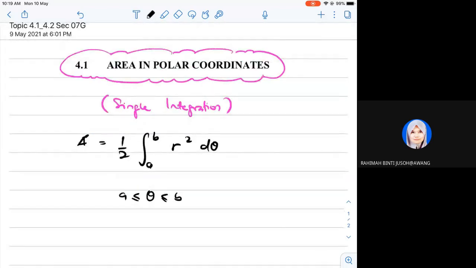Another method to calculate area in polar coordinates is by using double integration, but that will be covered in topic 4.4. Next week we will learn 4.4, double integration in polar coordinates. So for today we just focus on single integration. Okay, topic 4.1, single integration, area in polar coordinates.